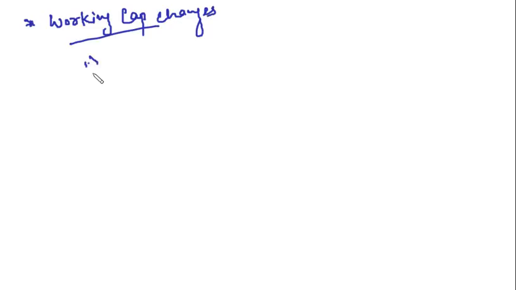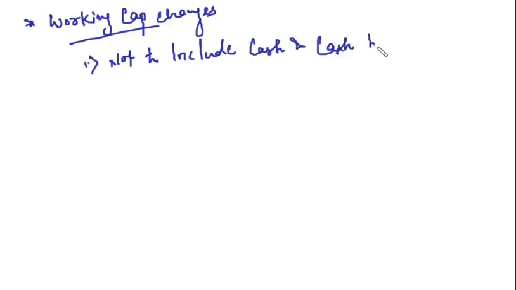Write down. Regarding the working capital changes, I forgot two important points to tell you. The first one is not to include cash and cash equivalents in current assets. Why? Because you will get to know later on when we complete all three activities. Okay, just remember this right now.